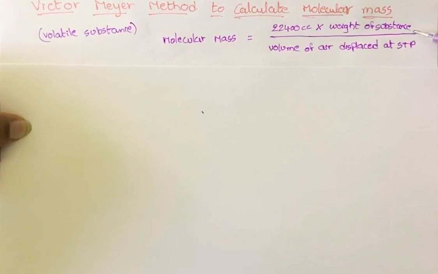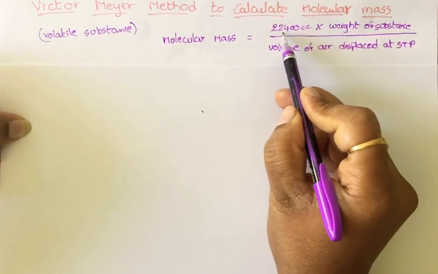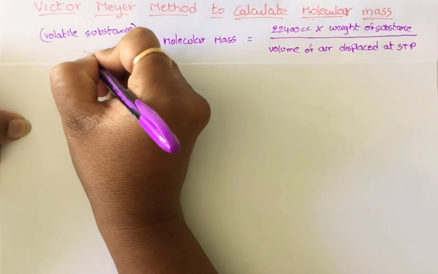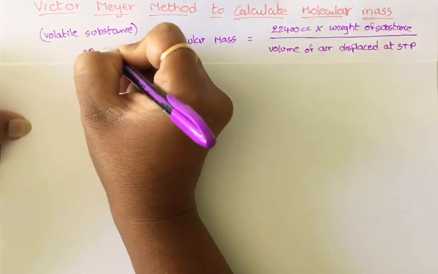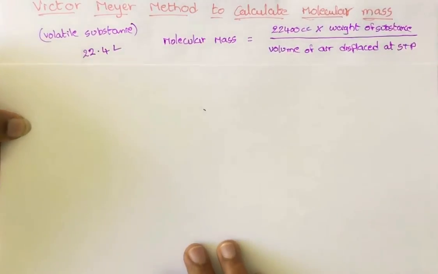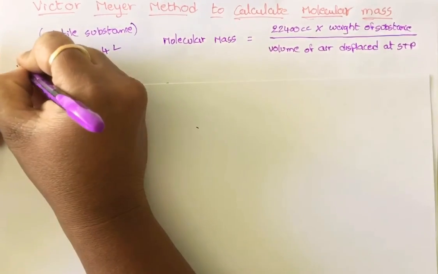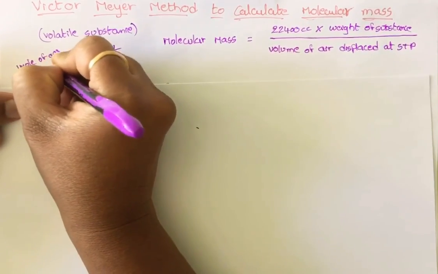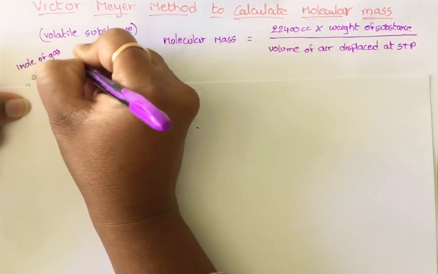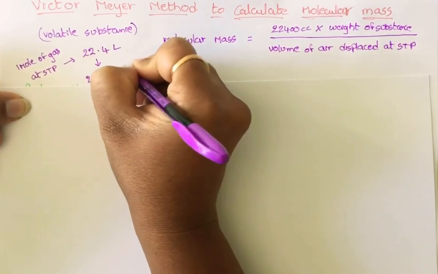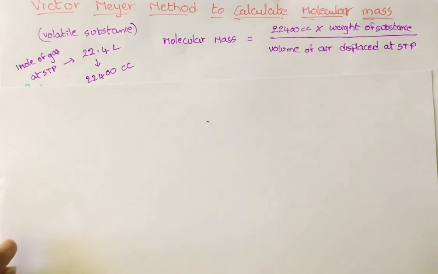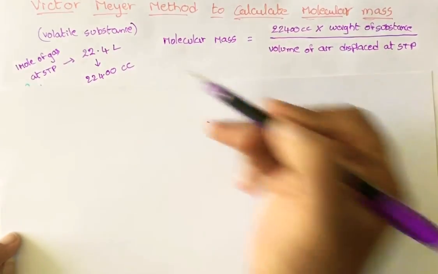We have to know weight of the substance and it should be multiplied with 22,400. So we know that at standard temperature and pressure, any gas, 1 mole of a gas at STP occupies 22.4 liters. So it is converted into cubic centimeters, that is 22,400 cubic centimeters. Just converted these liters into cubic centimeters.